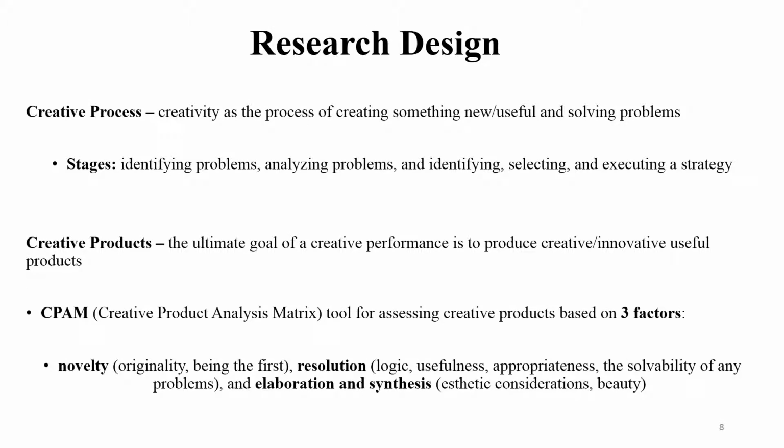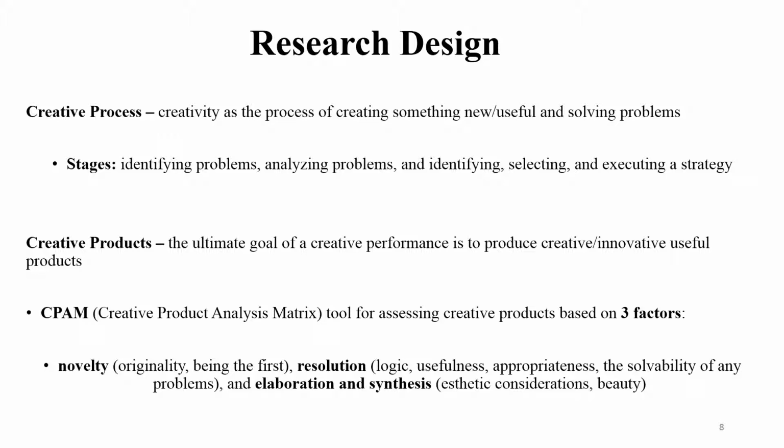Now, moving on to the research design part 2. What is creative process? Well, creative process relates to creativity as the process of creating something new or useful and solving problems. It has 3 different stages. First, number 1 is identifying the problems. Number 2 is analyzing the problems. And number 3 is identifying, selecting and executing a strategy.